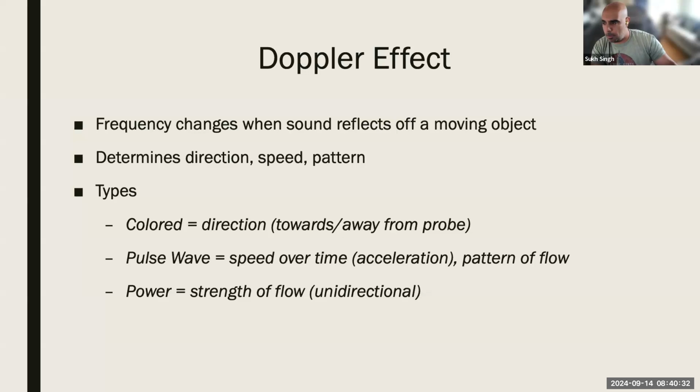Yep. All right, a quick note on the Doppler effect, which you might also remember from physics. The frequency changes when sound reflects off of a moving object, and you can use the Doppler effect to your benefit to determine direction, speed, and even the pattern. There are 3 different types of Doppler that we usually see on ultrasound machines. The most common would be color Doppler, which will tell you direction. We can also use pulse wave Doppler, which will tell you speed over time and some patterns of flow, and then power Doppler, which will tell you the strength of flow. And we'll give you some examples here.